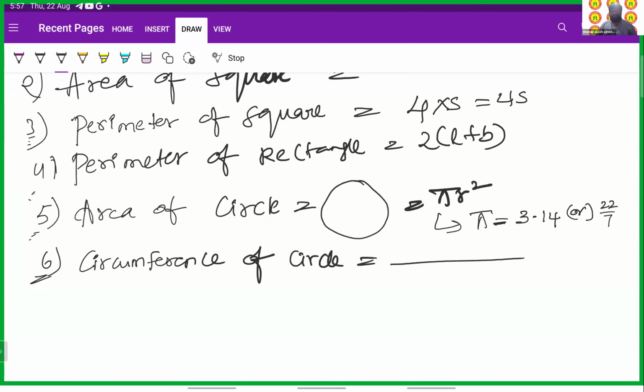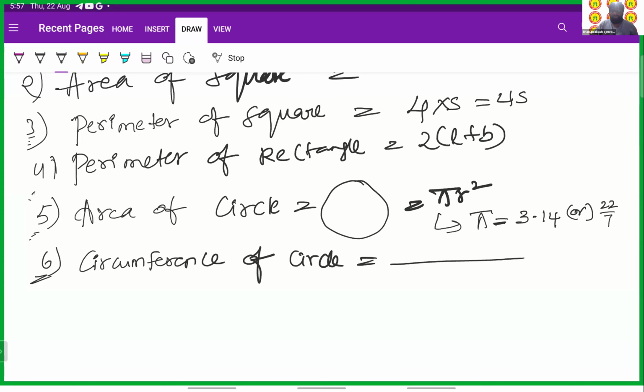What is radius? Sir, the middle center value, sir. Means like the middle point of a circle. Okay.